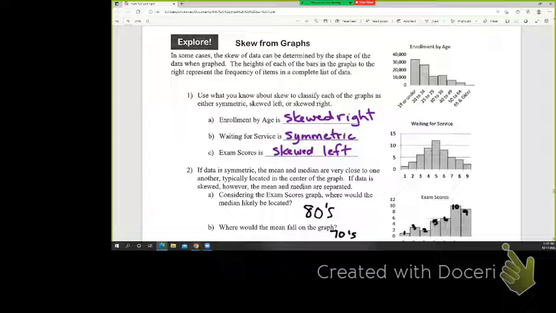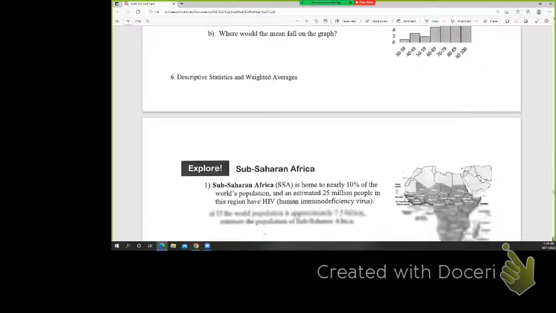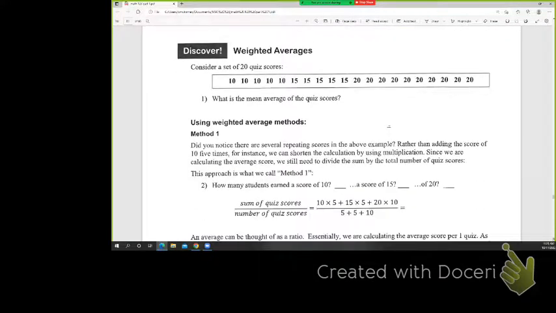Okay, we're going to skip a couple pages and go to the page that says weighted average. And I will be curious to find if any of you kind of use this strategy. We're going to skip over 2 pages here. Eventually we will do a few things on a spreadsheet. If I had all of these quiz scores and I needed to find the mean.